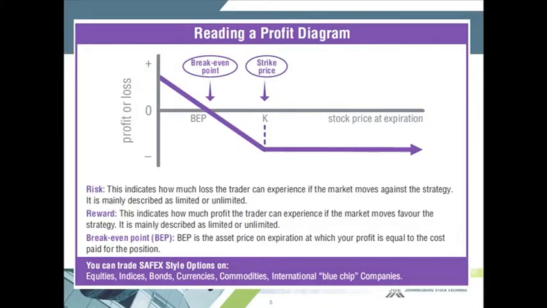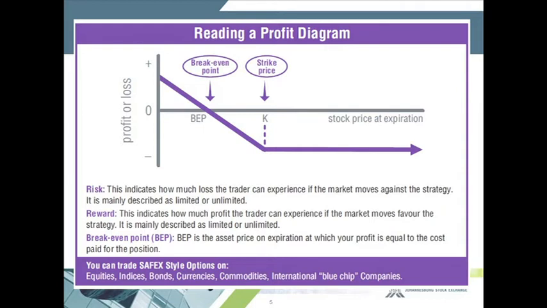Then if we look at the next slide, we've got a fantastic diagram, which is reading a profit diagram. It shows multiple things. On the x-axis, we've got the stock price at expiration. So this is your price at expiry for a European option, going from left to right. So at 0 on the far left and moving out on the right. And then on the y-axis, we've got profit or loss going up or down, with the 0 being your zero line where you start to break even. So that line where our strategy line crosses, that's the BEP, the break-even point.